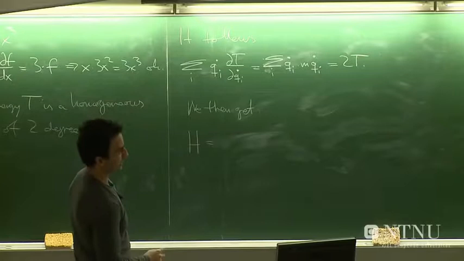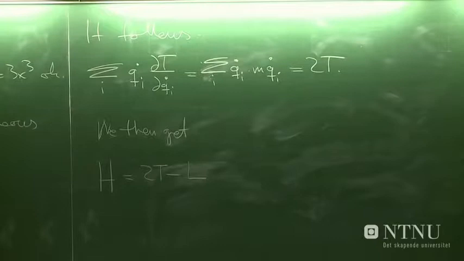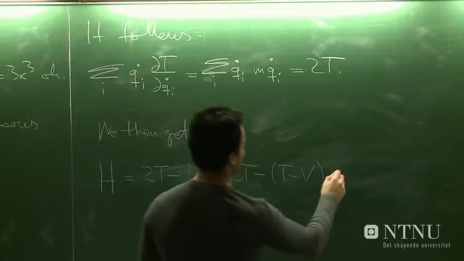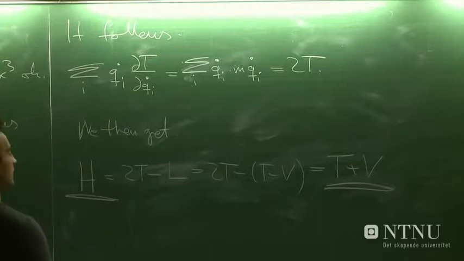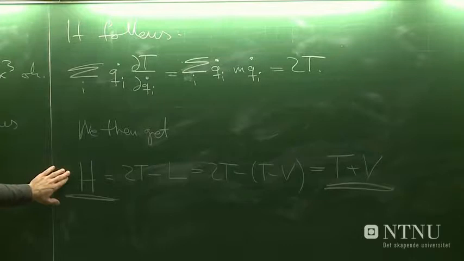So then the energy function H should be equal to 2T minus L. And inserting for L, T minus V, we obtain the sum of the kinetic and the potential energy. So this gives you an idea why H is known as the energy function, because it's the total energy.